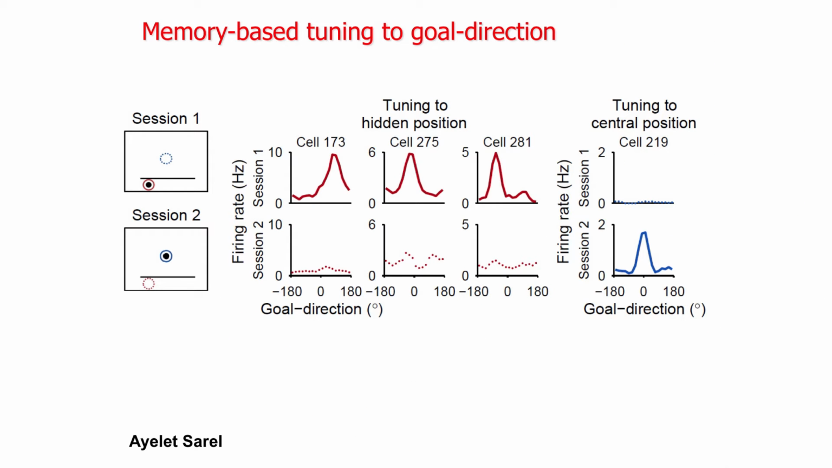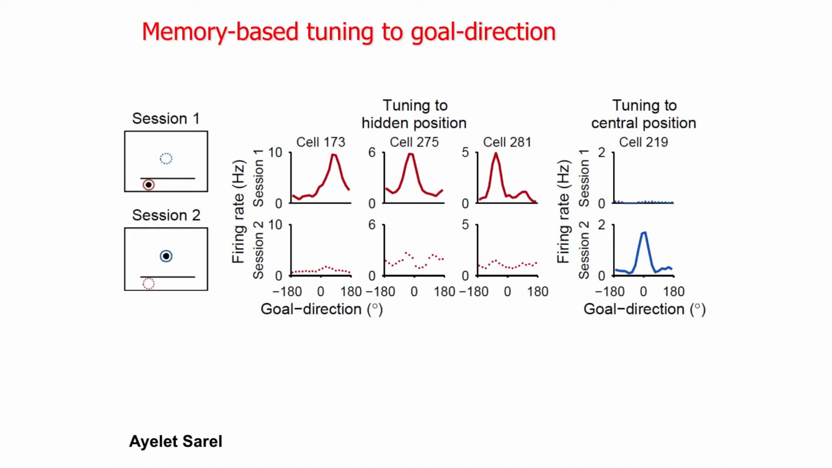Crucially, we asked, is this representation sensory-based because it sees the goal, or is it memory-based? And to address this, the experiment was the following. In the first session, there was an opaque curtain in the room, and the goal was behind the curtain. So the bat would fly in the central region, then from time to time it would fly behind and land. So when it was here, in the central region, it knew where the goal was. The goal was every day in a different location behind the curtain, but it did not see it.